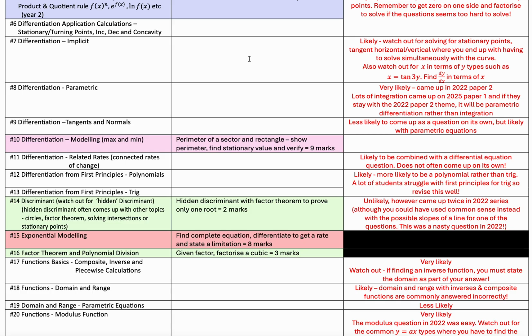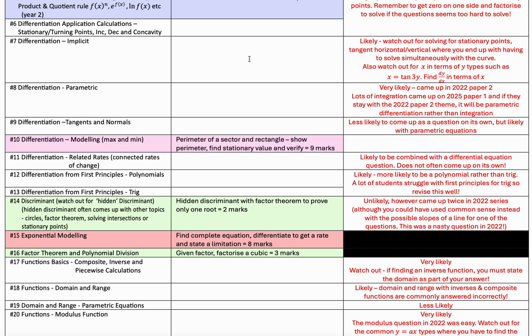And if you look at a question bank on my website where I've organized every single topic in a search, so you can just type in a topic name and it brings up all the questions in seconds of every single paper that came up for that topic. If you look through that, implicit doesn't come up all that much, but two types to watch out for is when you need to find stationary points or tangent vertical, tangent parallel.